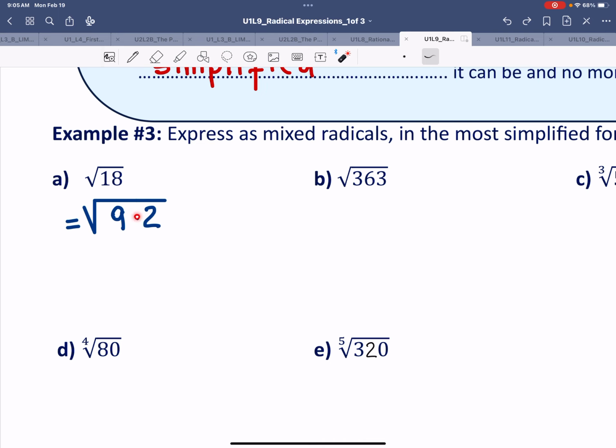Now, based on how we multiply two radical numbers, the square root of 9 times 2 is the square root of 9 times the square root of 2. So we can split them, and that allows us to find the square root of this perfect square, which gives 3 root 2.